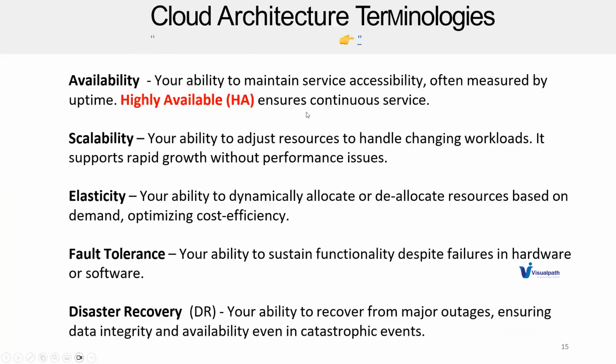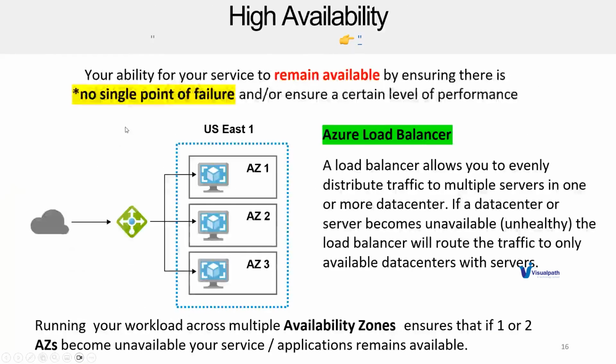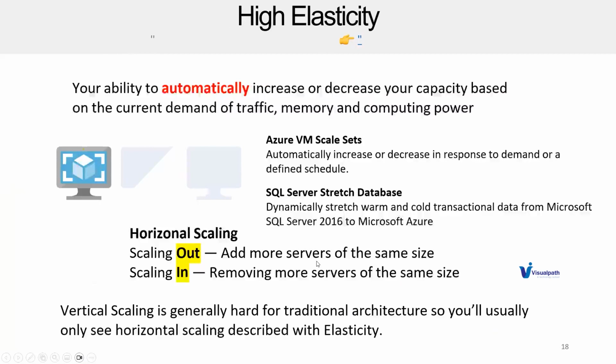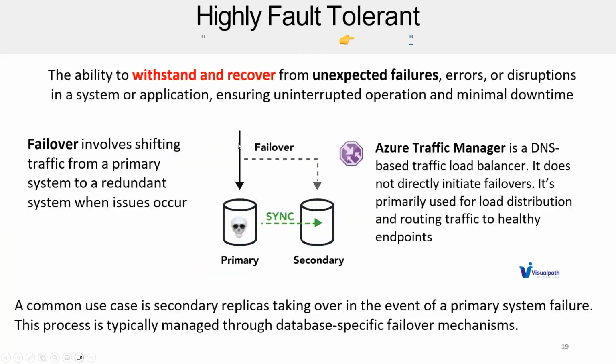Then the cloud technology: the elasticity, the scalability and availability we have seen. Then no single point of failure we talked about. Then scaling up and scaling out, horizontal scaling and vertical scaling we have seen. Then high fault tolerance, that is nothing but your primary and secondary things that you have seen here.